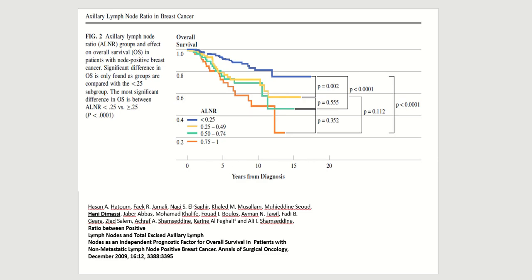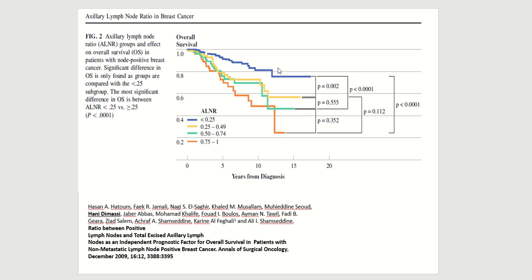This is another example. Here's again a very similar study. This time we're looking at the positive axillary lymph node ratio. So we took the positive nodes over the total, and the ratio came out less than 25%, 25 to 49%, 50 to 74%, and more than 75%. And therefore we ended up with four different survival curves. By comparing any one to the others, you can figure out if it's statistically significant or not.